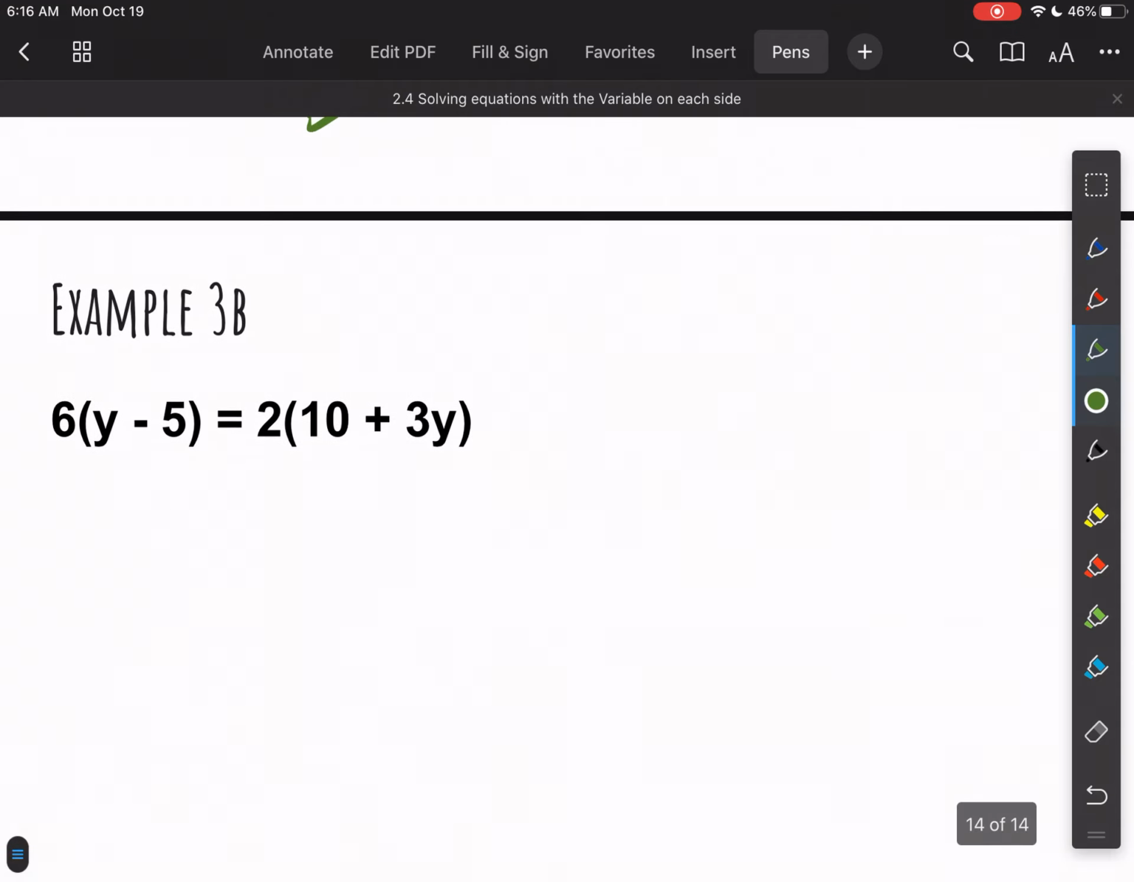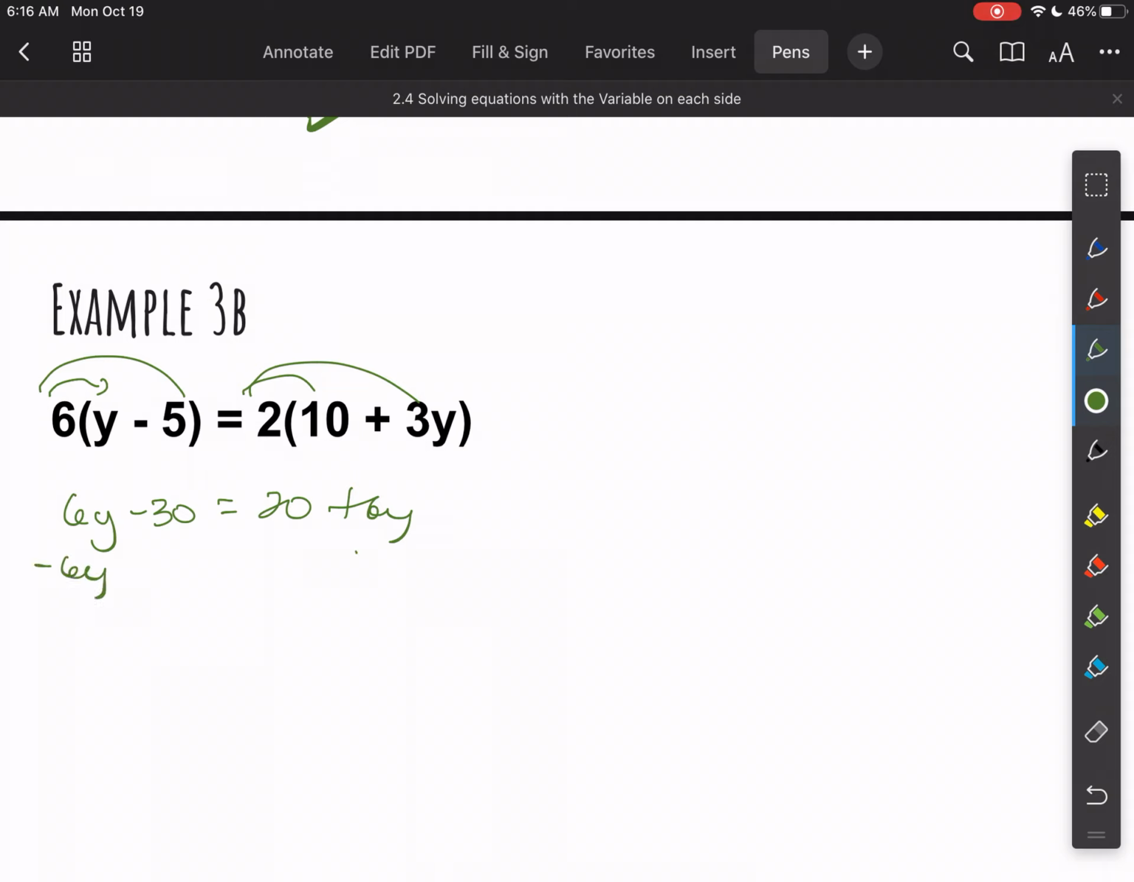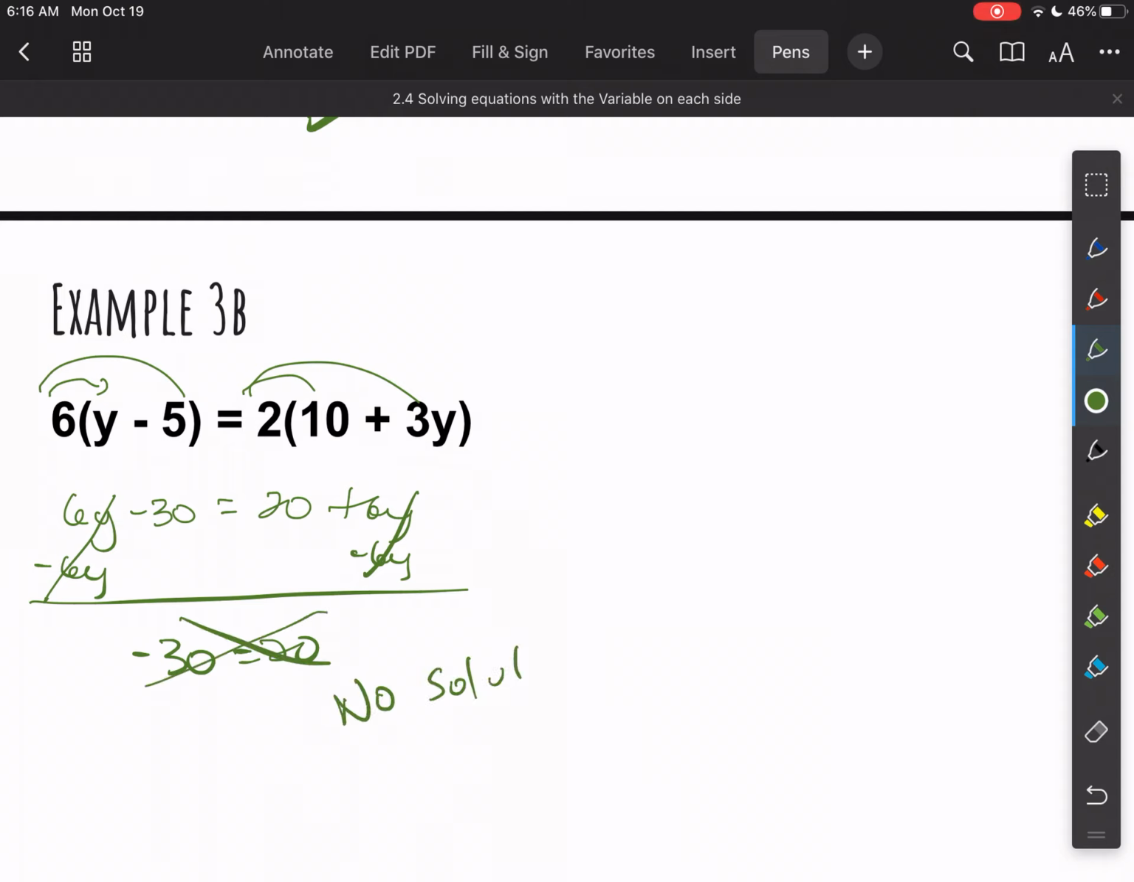But let's look at 3b. So for 3b, let's distribute. We get 6y minus 30 is equal to 20 plus 6y. Here, if I keep going, I subtract 6y from both sides. Notice this goes away, but so does this. 6 minus 6 is just 0. So then I'm left with negative 30 equals 20. When is that the case? Never. This is an example of no solution. No matter what you try to plug in for y, these two things will never be equal. So this is an example of no solution.